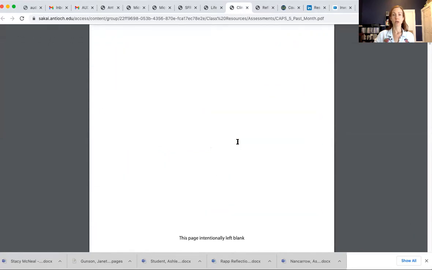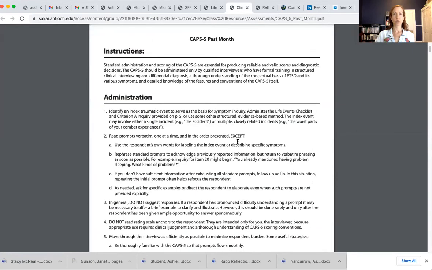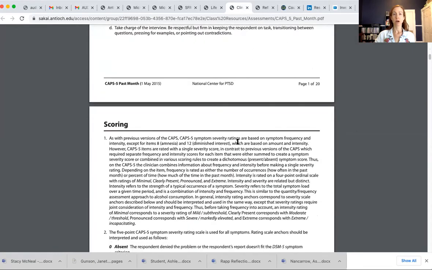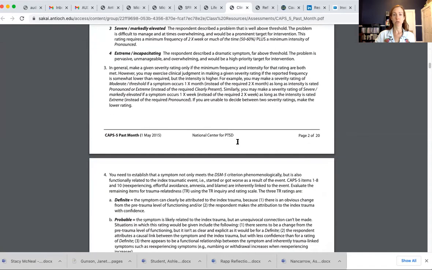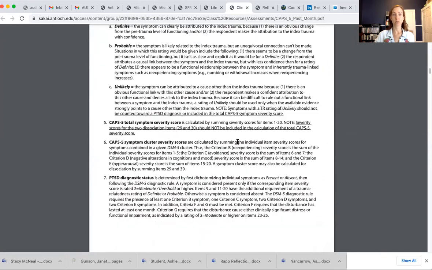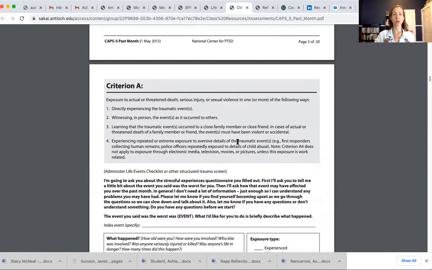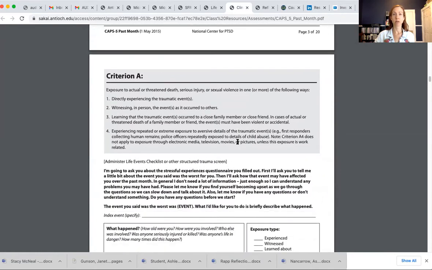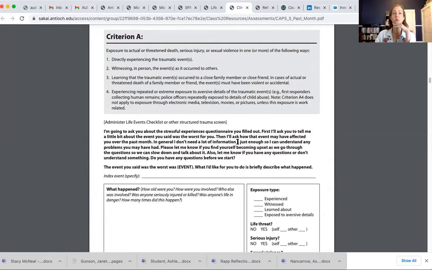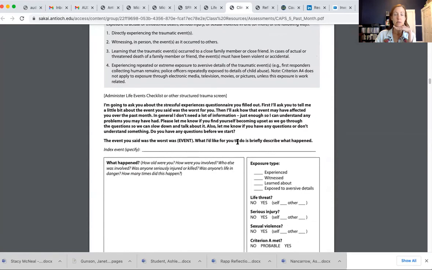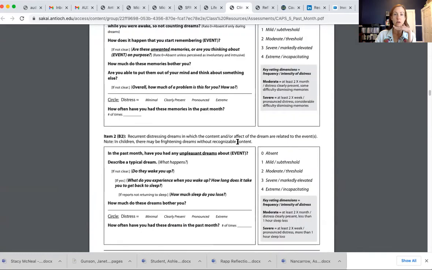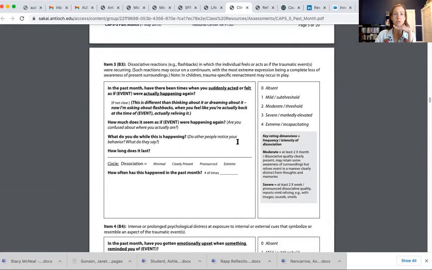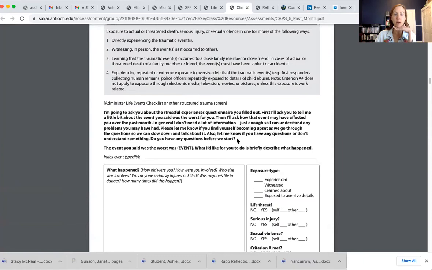You'll see it gives very detailed instructions about the administration of the instrument and the scoring. However, this is an instrument that you need to be formally trained in order to administer, but you have it here in front of you, and it is available for free through the VA government website, so Veterans Affairs. You can look through it on your own time to see a little about what I'm going to talk about.